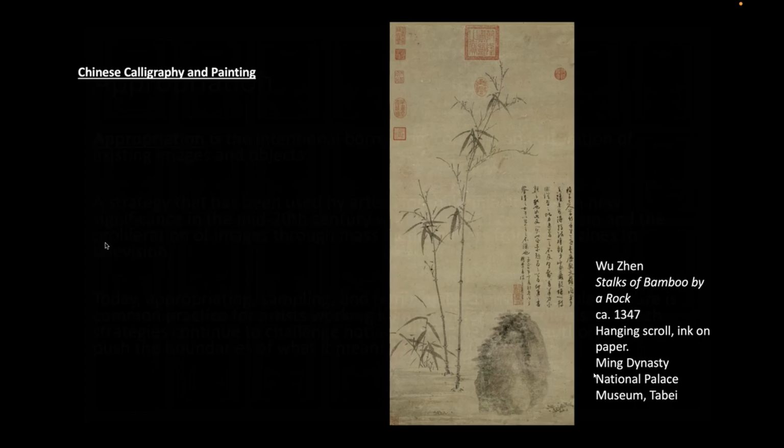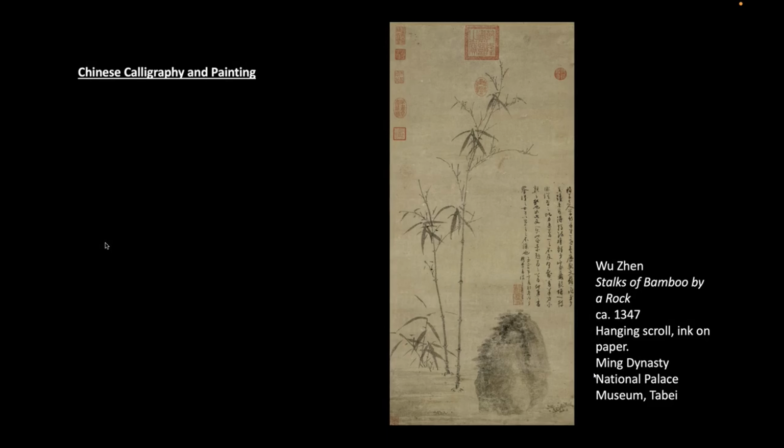So let's get started. Okay, so I'm taking you back to circa 1347 current era, and we are going to China, Ming Dynasty China. And we are time traveling there to look at this wonderful hanging scroll ink painting by Wu Shen called Stalks of Bamboo. And Wu Shen is considered one of the great ink painters in the Chinese tradition, right?